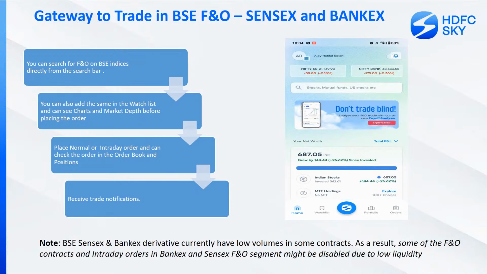One thing you need to note is that BSE Sensex and BankX derivatives currently have low volumes in some contracts. As a result, some of the F&O contracts and also intraday orders in some BankX and Sensex F&O contracts might be disabled due to low liquidity. So if you see that we're not able to place some contracts, they might be disabled because there is not much liquidity.